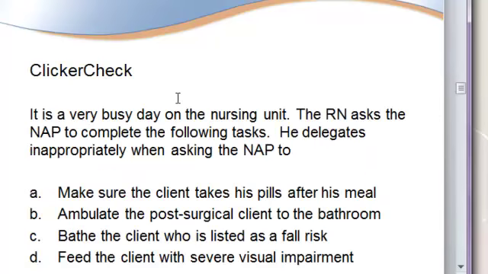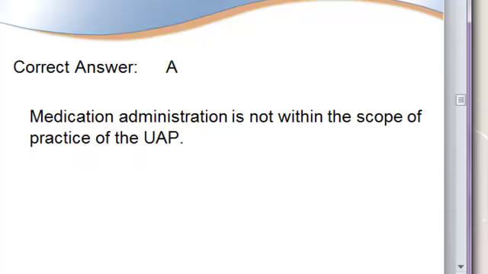So on our ClickerCheck, it's a very busy day on the nursing unit, and the RN asks the nursing assistant personnel to complete the following tasks. He delegates inappropriately when asking the NAP to A. Make sure the client takes his pills after his meal. B. Ambulate the post-surgical client to the bathroom. C. Bathe the client who is listed as a fall risk. D. Feed the client with severe visual impairment. And hopefully you got the answer right, because the answer is A: medication administration is not within the scope of practice of the unlicensed assistant personnel.